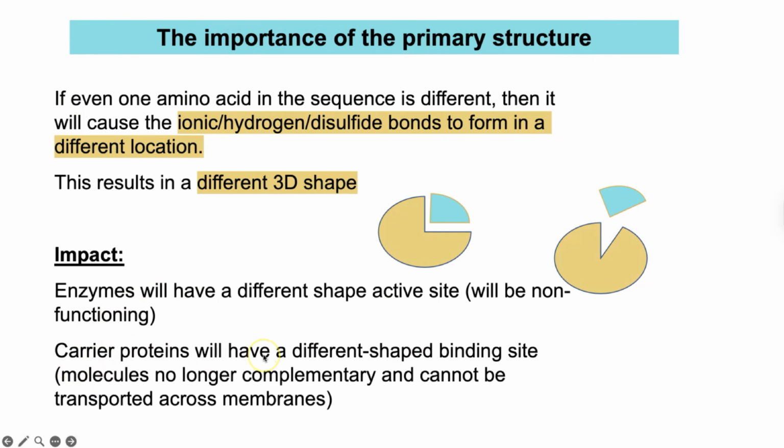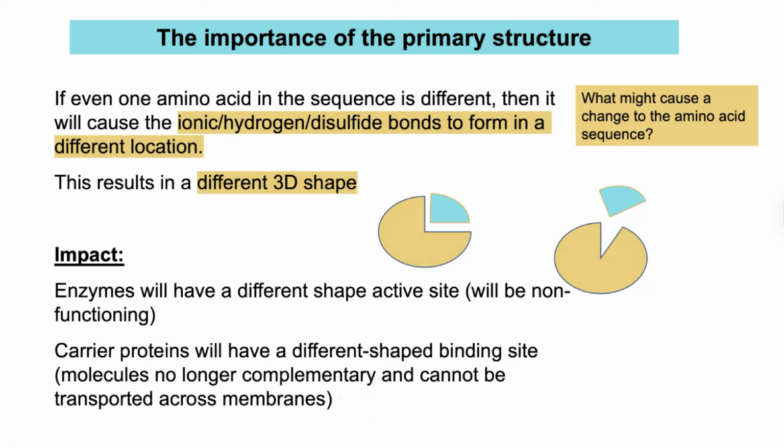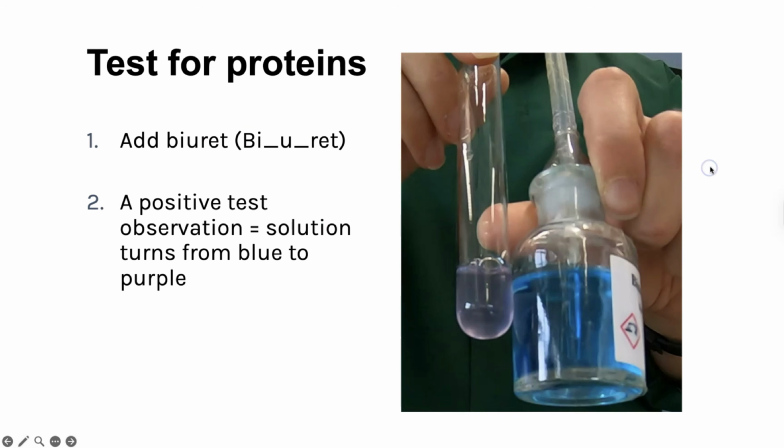If it was carrier proteins though, or channel proteins that you have embedded in the cell surface membrane, if they change shape, then the molecule that they transport might no longer be complementary and it can't be transported across the membrane anymore. So that bit I've actually already said, mutations could cause this.